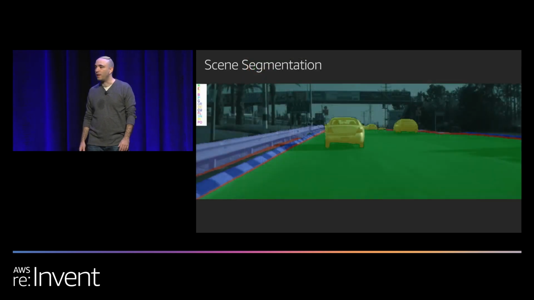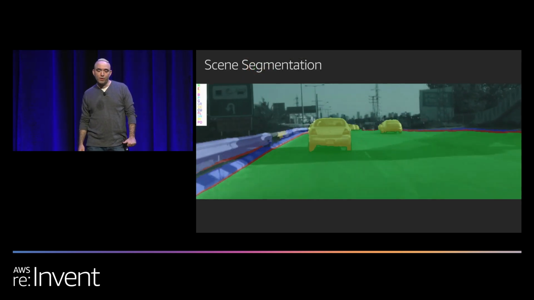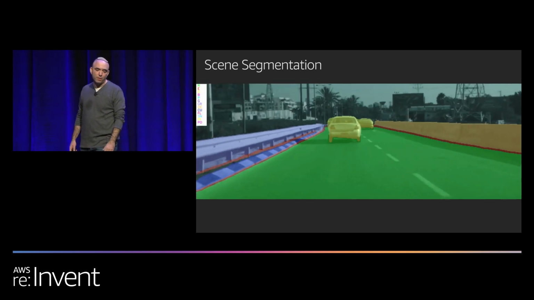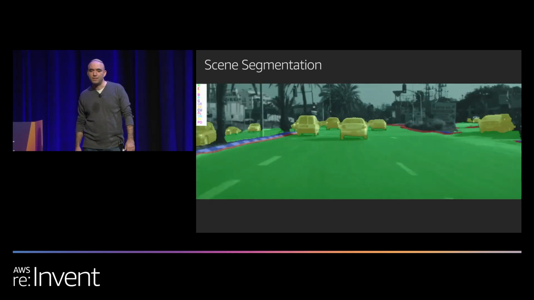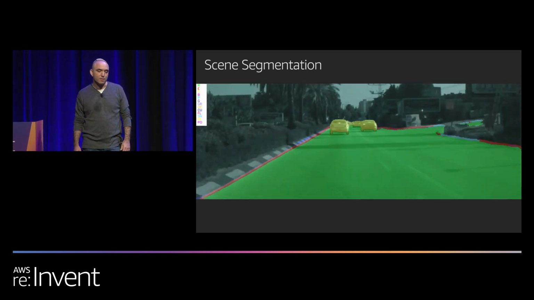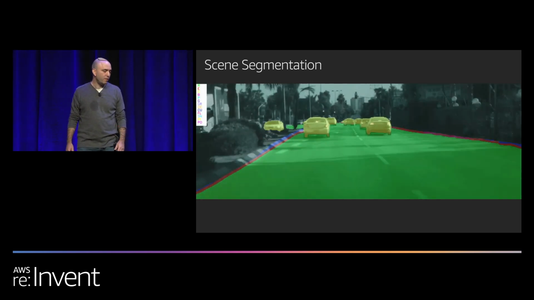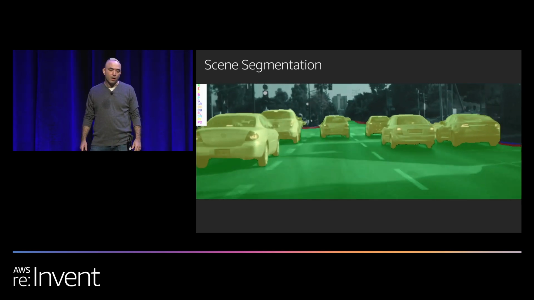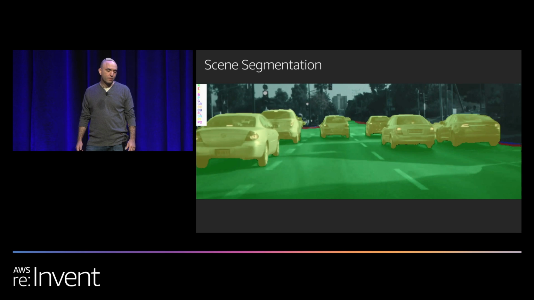Here we are using a more sophisticated deep neural network in order to provide full pixel-level segmentation of the scene. Each pixel is marked with one of 13 labels, including road in green, vehicles in yellow, road boundaries in red, guardrails, curbs, and so on.